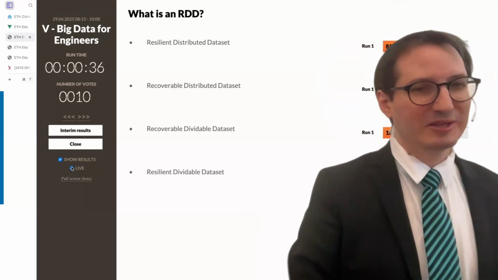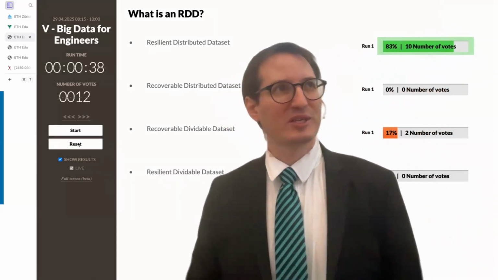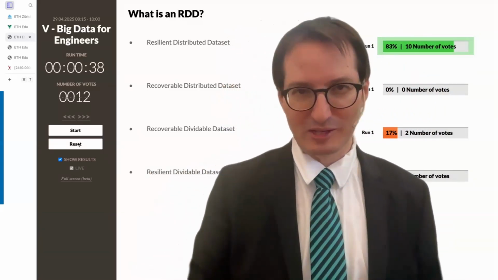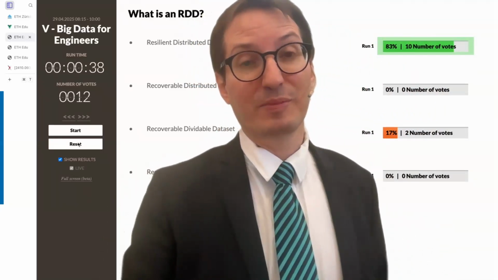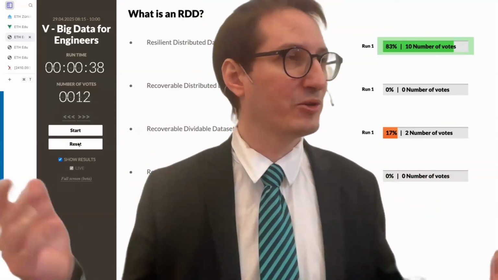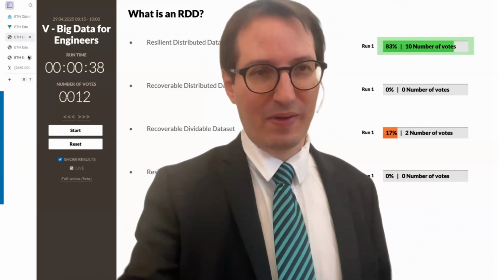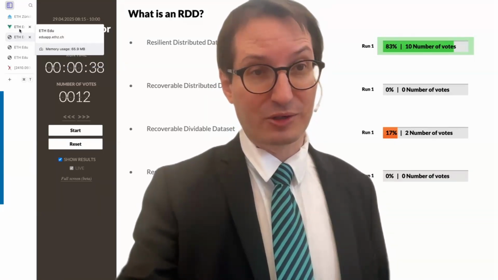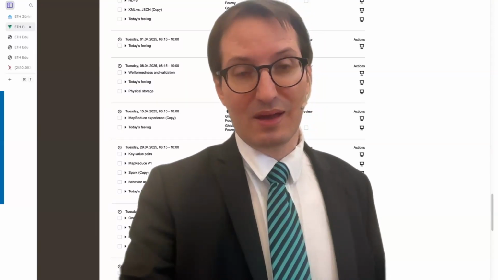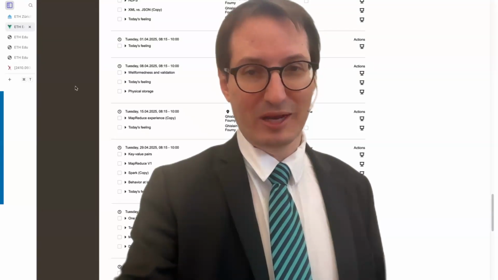Resilient distributed is the majority, and indeed, that is correct. Resilient, because if you lose them, it's no big deal, you just recompute them. So that's resilient. And distributed because, like in MapReduce, the collections of key-value pairs are distributed in partitions all over the cluster. So that's why, and the others are just made up. And I think that's all I will ask for today.